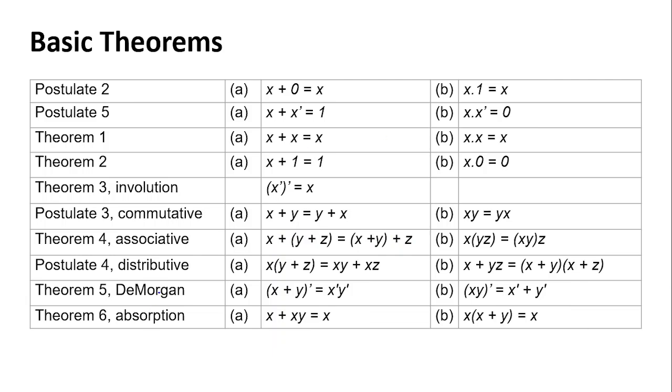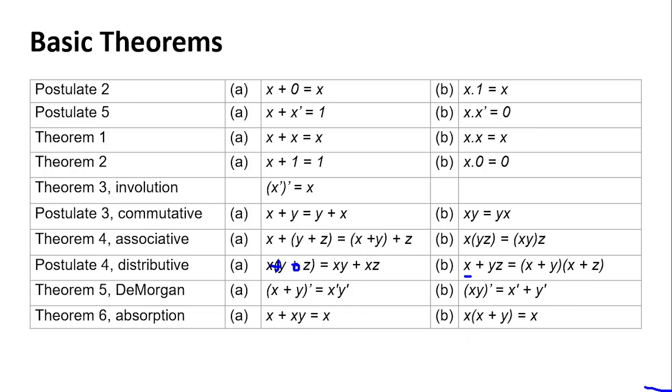Let's look at the next, the distributive postulate. Now this is the postulate here. The distributive postulate says that x dot inside the bracket y plus z is equal to x dot y plus x dot z. How to get the dual out of it? Put the dot here, and replace the plus here, not the dot, sorry. Put the plus here and replace the dot here. So what you get?